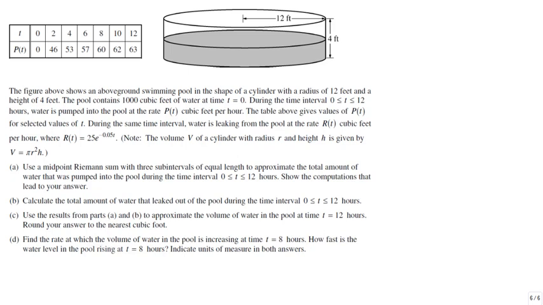values of t. During the same time interval, water is leaking from the pool at a rate of r of t cubic feet per hour, which is r of t equals 25 e to the negative 0.05 t. So we note the volume V of a cylinder is given by V equals pi r squared h. First thing we want to do is use a midpoint Riemann sum with 3 subintervals of equal length to approximate the total amount of water that was pumped into the pool during the 12-hour time span. Show the computations that lead to your answer.